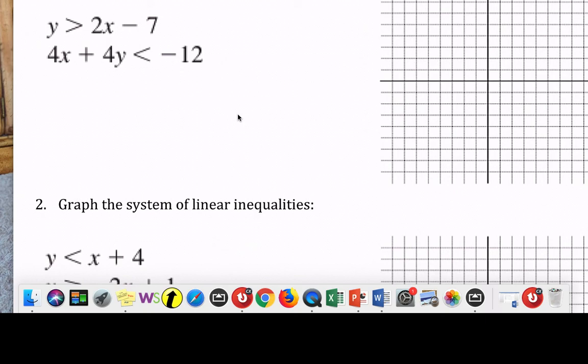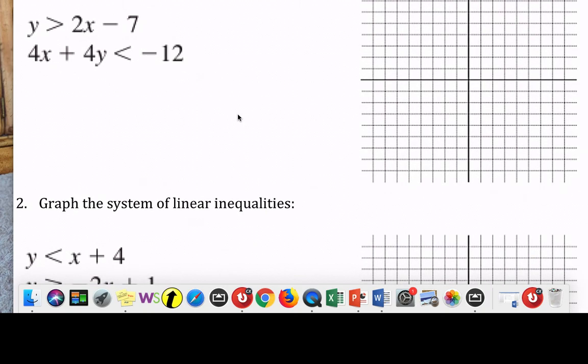So the first one, slope and y-intercept. The first one, I'll do in blue, starts at negative 7. 1, 2, 3, 4, 5, 6, 7. There's your y-intercept. The slope is 2. I'm going to go up 2 over 1 in each direction. It's going to be a dashed line because there's no equal sign. And then you pick a point, test, and shade.